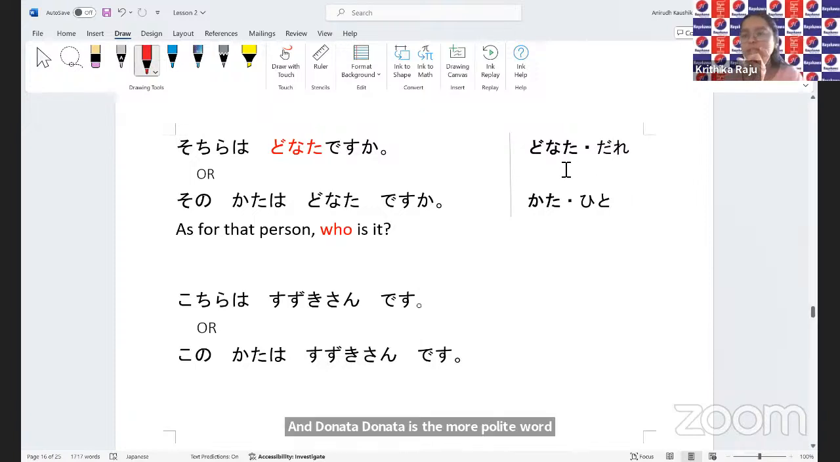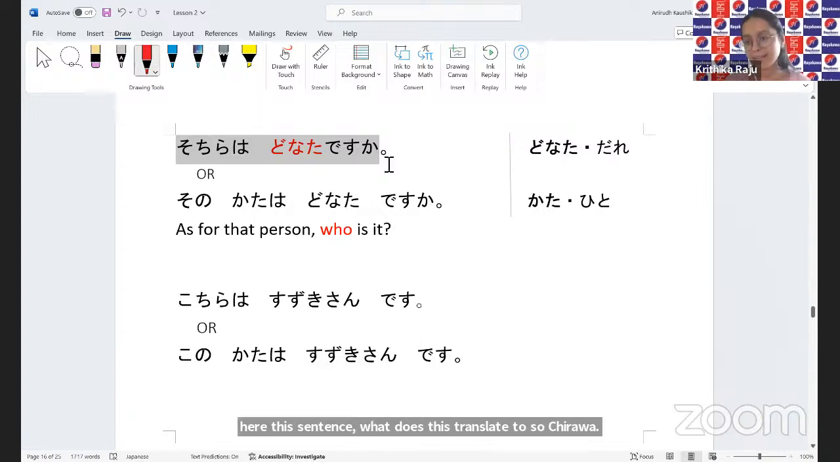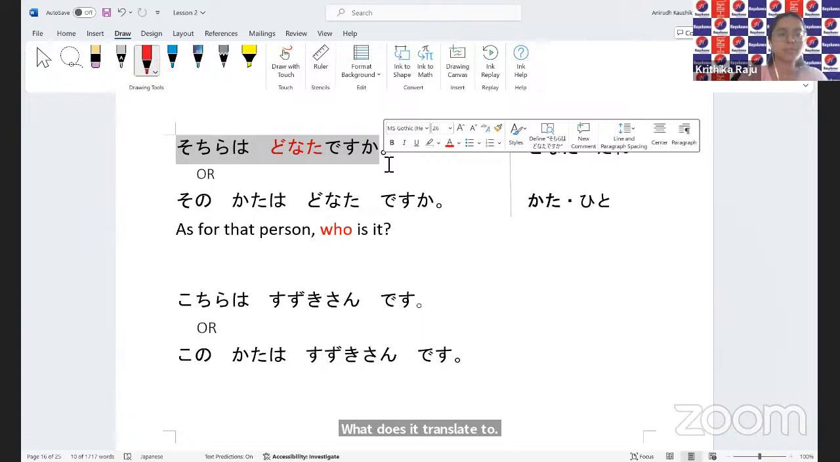So how do you ask the simple question, who is it? Dare desu ka, or donata desu ka? So here this sentence, Sochira wa donata desu ka, what does it translate to? As for that person, who is it?